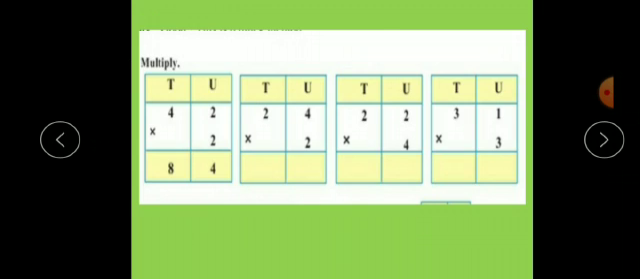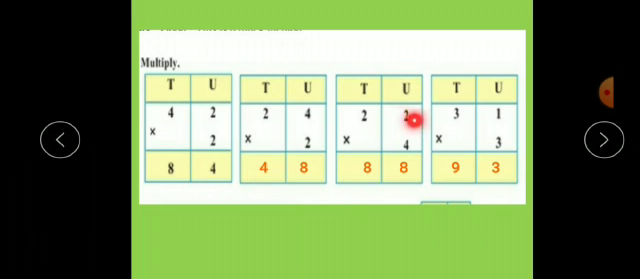Now in your maths textbook, page number 64, these questions are here. You have to solve these examples using the same method. So let's see this one, 24 multiplied by 2. This is the example without carrying over. You have to recite the table of 2, 4 times. 2 fours are 8. Write the answer here, 8. After that 2 twos are 4. So write here 4. Answer is 48.